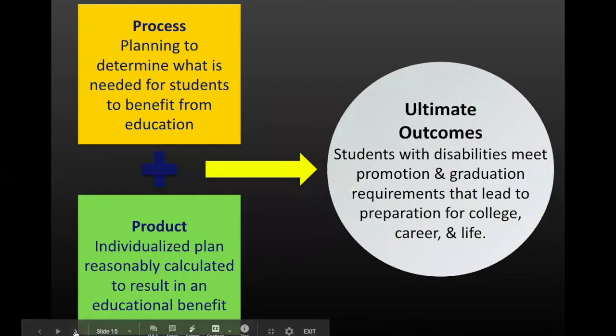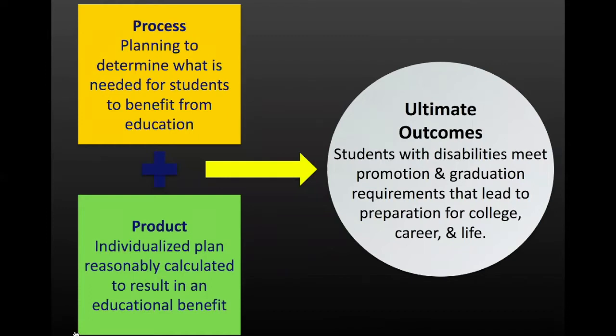So we look at the process, the planning part of the IEP. Then we look at the product, the individualized plan. The process is the planning to determine what's needed. And then the product, the individualized plan, we look at to see if it's reasonably calculated to meet those students' needs. I want to make sure that we spend great care in planning. And then ultimately, what is the ultimate outcome? We want that student with disabilities to promote and to graduate and to lead a successful life post high school. We want to make sure that that student is successful, and the IEP helps us to chart that success for that student.